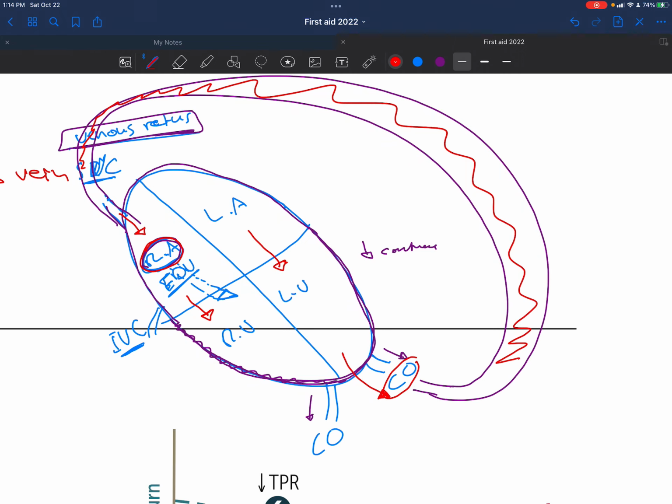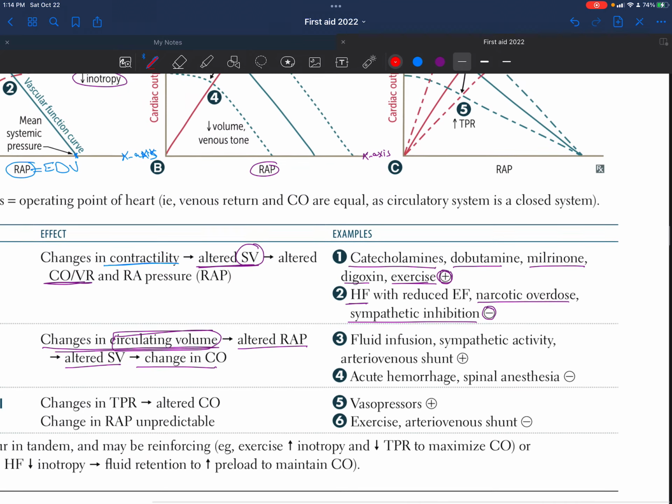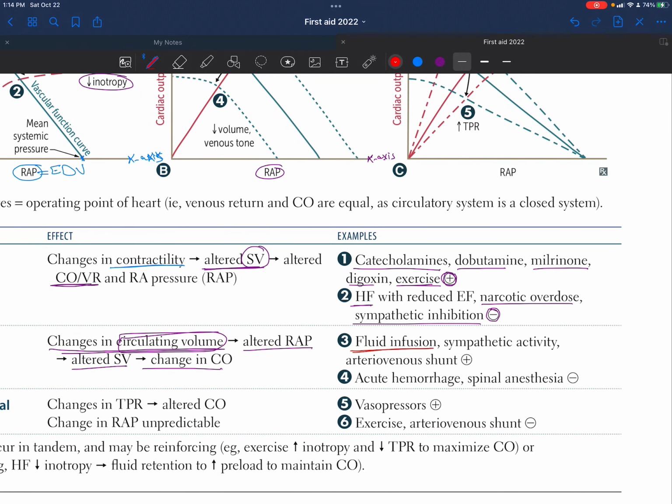That's why the cardiac output in such cases is also going to change, depending on how much venous return is going to the heart. So of course, the arterial blood that is going out of the heart is going to change as well.